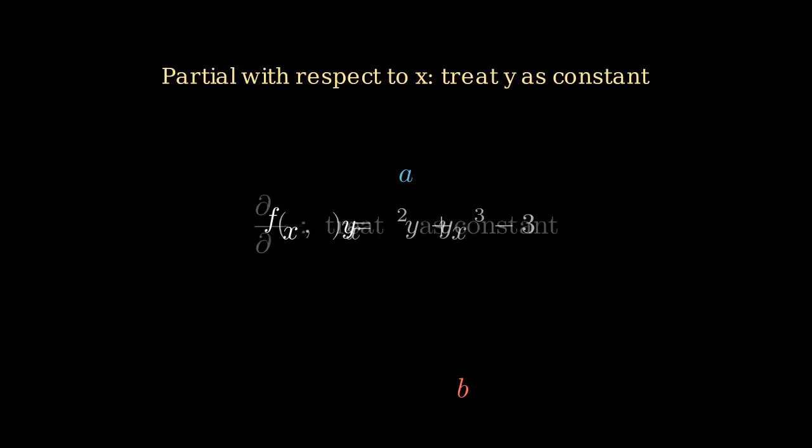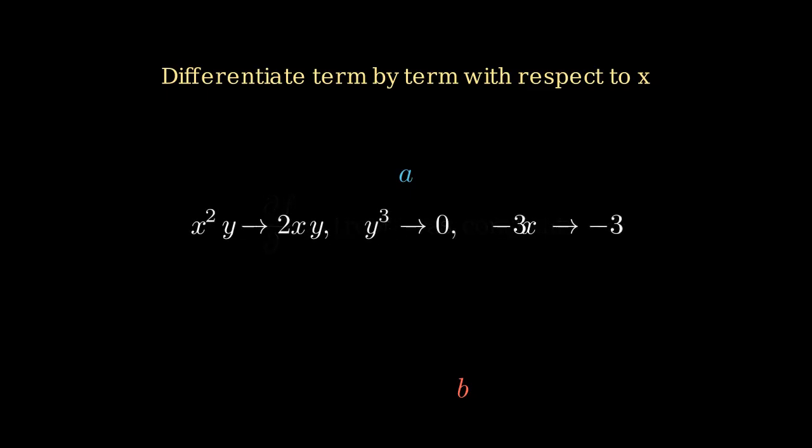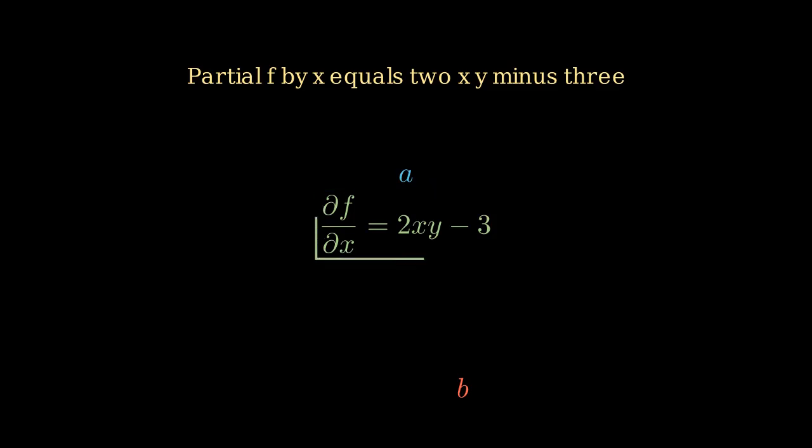The partial derivative with respect to x means we treat y as a constant and differentiate as normal with respect to x. Differentiating term by term, x squared y gives 2xy, y cubed gives 0, and negative 3x gives negative 3. So the partial derivative of f with respect to x equals 2xy minus 3.